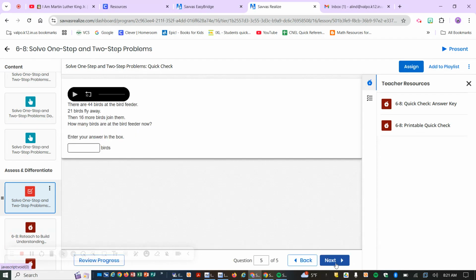And number 5, there are 44 birds at the bird feeder, 21 fly away, then 16 more birds join them. This is a 2-step problem. First step, 44 minus 21, that answer plus 16. First you subtract, then you add. Take your time, do your best, use headphones and a whiteboard, and I know that you'll do great.